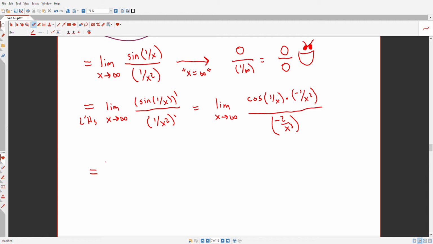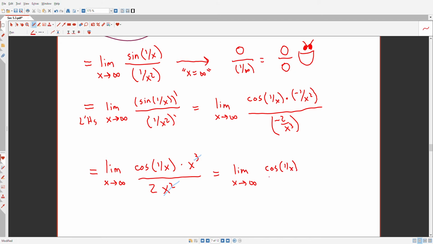So before I try and plug in, let me see if I can rearrange, right? Because I got a bunch of fractions running around. I'm going to leave that cosine of 1 over x floating around. But I have an x cubed in the denominator of a fraction that's in the denominator, so that x cubed can come upstairs. And then that negative 1 over x squared, that x squared from upstairs comes downstairs. That negative 1 and that negative 2, the negatives cancel, and I get this. And what's nice here is I can cancel some x's, right? I've got 2 x's down below and 3 on top. So this now becomes the limit, as x goes to infinity, of cosine of 1 over x, divided by 2, just times x.